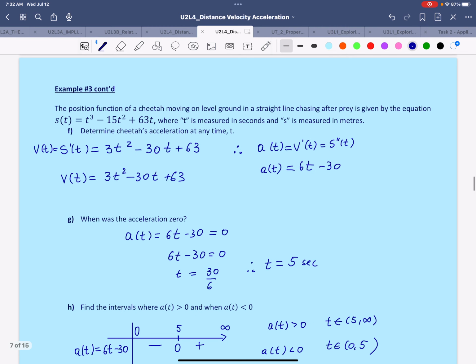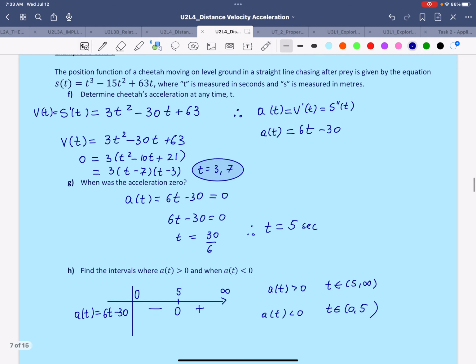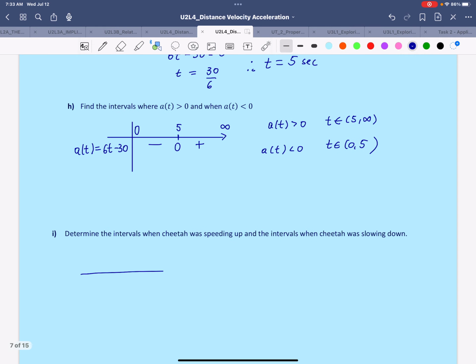And for this, we're going to ask for help the velocity zeros. So 3, and then we have t squared minus 10t plus 63 divided by 3, it's 21. In factored form, that's 3t minus 7, t minus 3. So the zeros of velocity are at 3 and 7. So we have the key values of velocity, 3 and 7, and they will go right here on the number line.